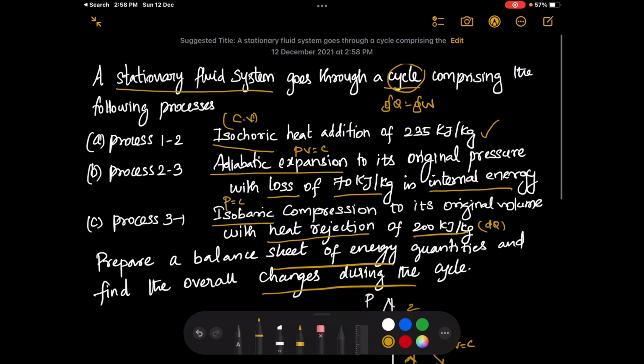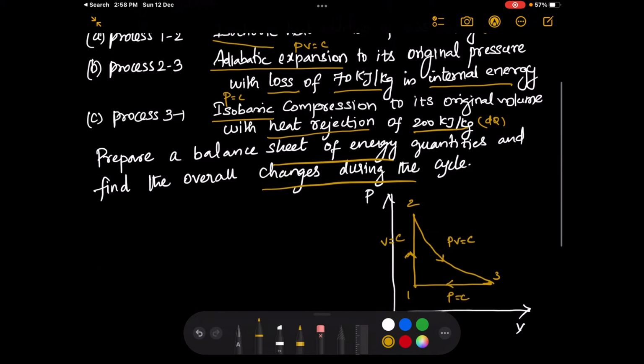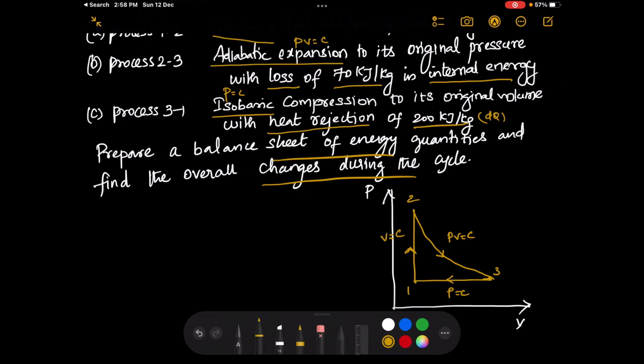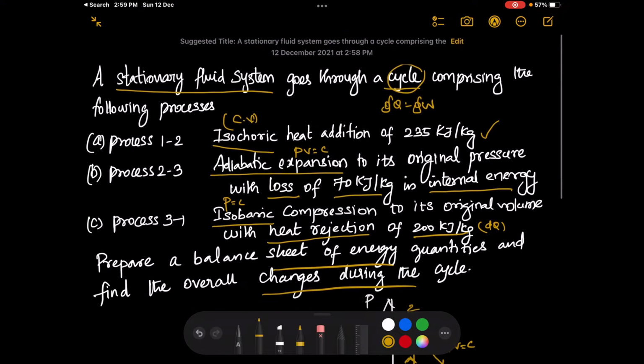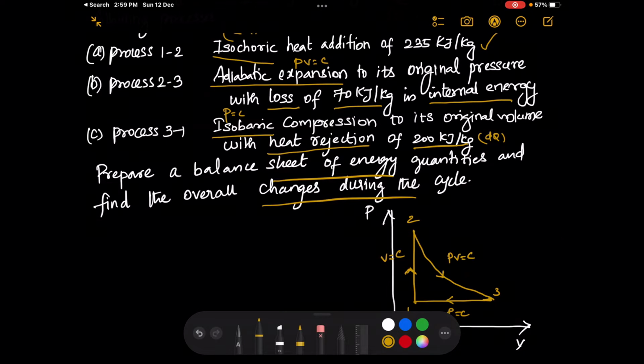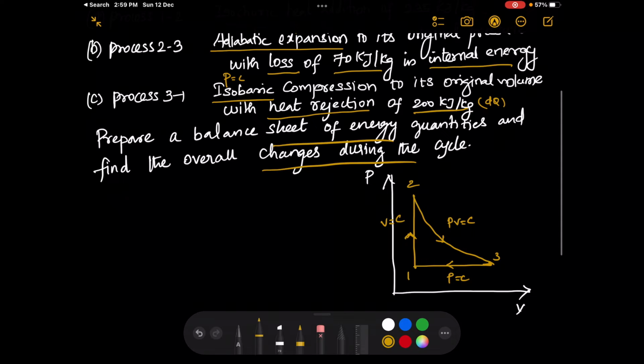Process 1 to 2 is isochoric, so a constant volume line is drawn as a vertical line. Process 2 to 3 is adiabatic, so a sloped curve is drawn. And then 3 to 1 is constant pressure, again a horizontal line is drawn. So pressure is constant, volume is constant, and PV^γ is equal to constant.